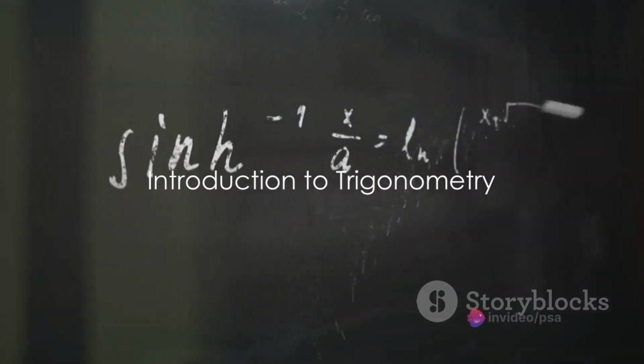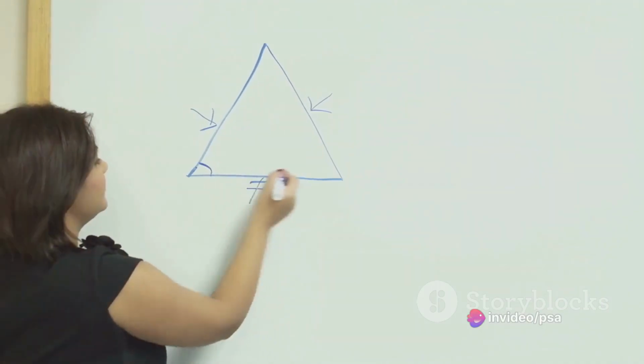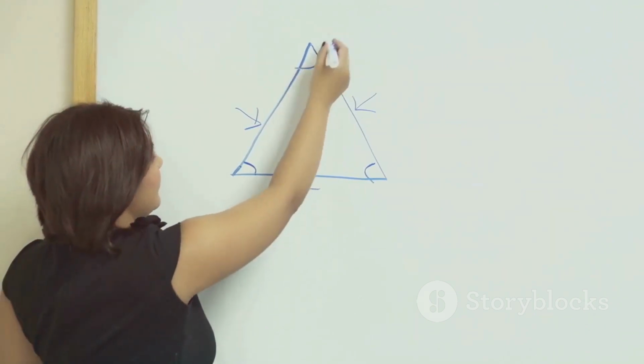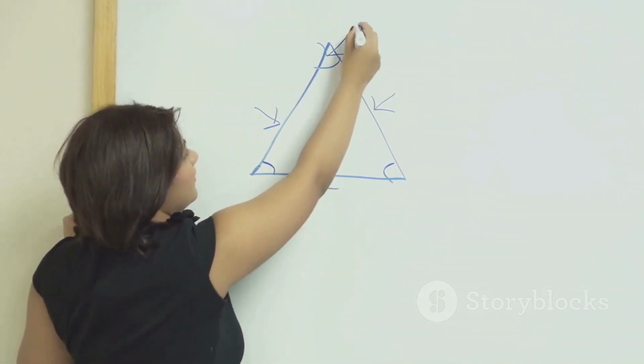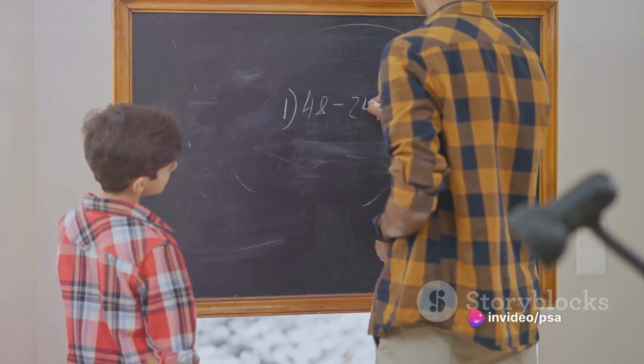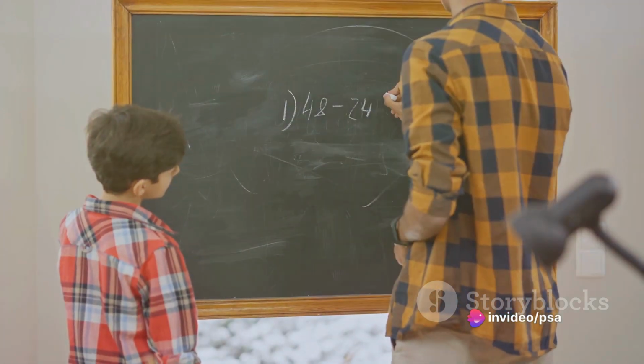Ever wondered how the height of a building or a mountain is calculated? The answer lies in trigonometry. This intriguing branch of mathematics is the secret key that unlocks the mysteries of angles and sides of triangles. Imagine a world where you can understand and quantify the relationships between these angles and sides. That's the world of trigonometry.